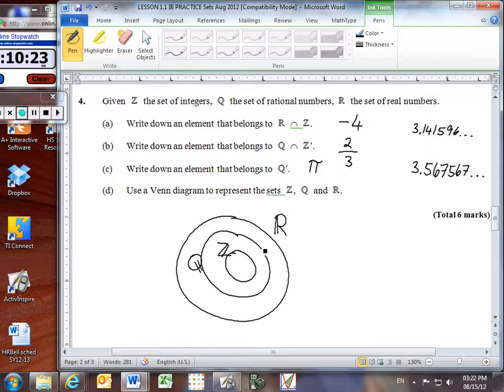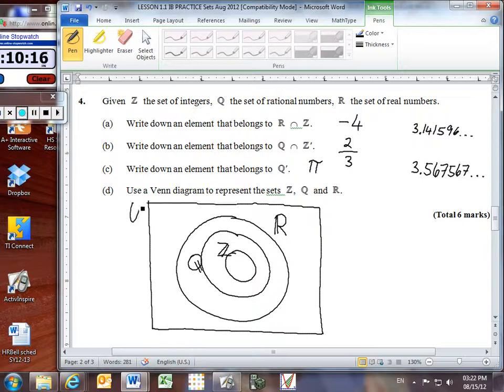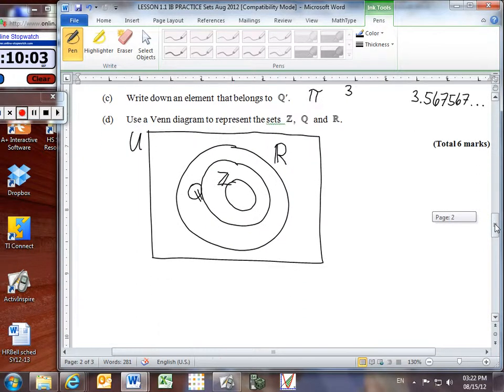And some people might argue that for a Venn diagram, we should have a rectangle around the outside that represents the universal set. But I think that's going to be considered an optional addition, because they only wanted us to show the relationships between Z, Q, and R, and didn't discuss a U in the problem. So no worries if you didn't include a rectangle.